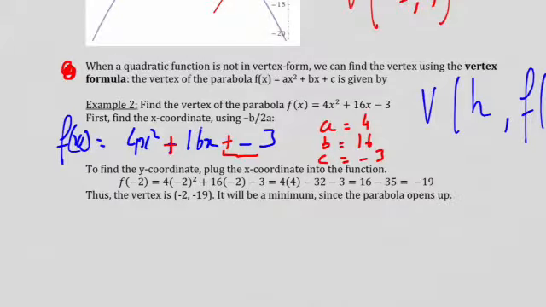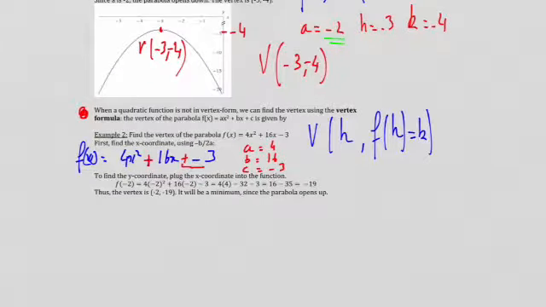Now I'm done with this. If I calculate h, which is negative b divided by 2a, I'm going to have minus 16 divided by 2 times 4, which is minus 16 divided by 8.